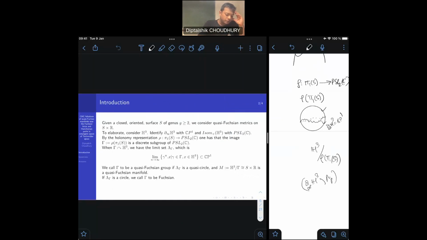And when my limit set is a circle, we call it a Fuchsian group, and we can easily see now that the Fuchsian groups are contained in quasi-Fuchsian groups. Quasi-Fuchsian and Fuchsian manifolds in general are a center of many problems in two and three dimensional hyperbolic geometry and have been studied by many experts like Mostow, Thurston, Sullivan, among others.